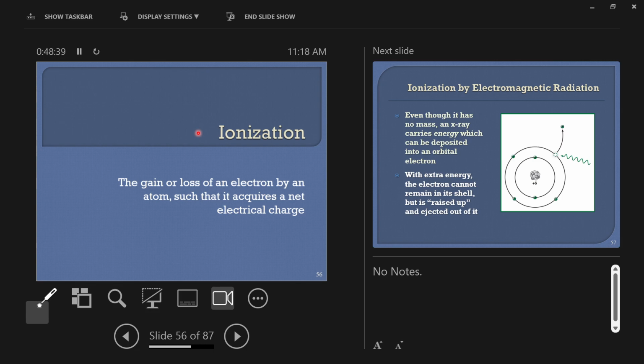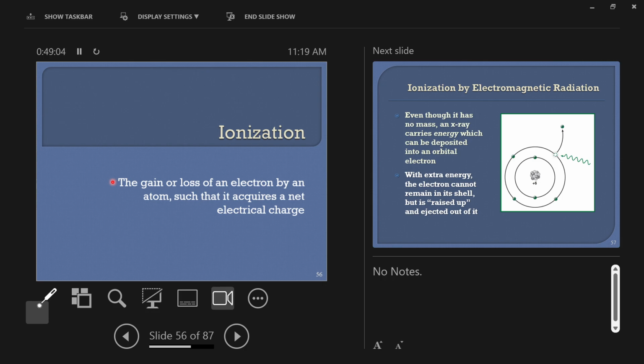So now we need to learn about what circumstances could cause an atom to gain or lose an electron, gaining or losing charge, right? So that word is ionization. So if this is the first time you've heard it, here it is. Ionization is the gain or loss of an orbiting electron by an atom, such that when it loses or gains that electron, a net electric charge is produced.